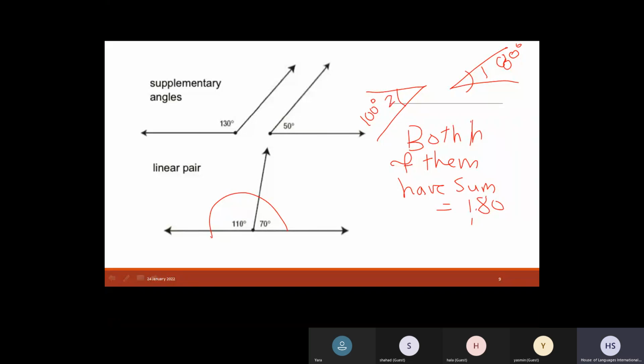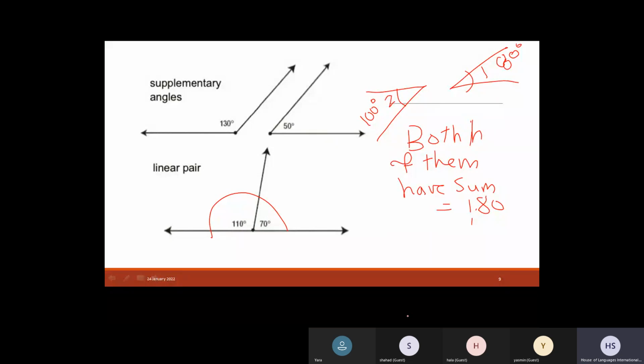It's the same. Yes, exactly. They are the same. But here you have to know by default they have to be 180. But here I must tell you that they are supplementary. Here I must tell you that angle 1 and angle 2 are supplementary. If I didn't tell you, you cannot guess. But if it is linear, you have to know that it's 180.